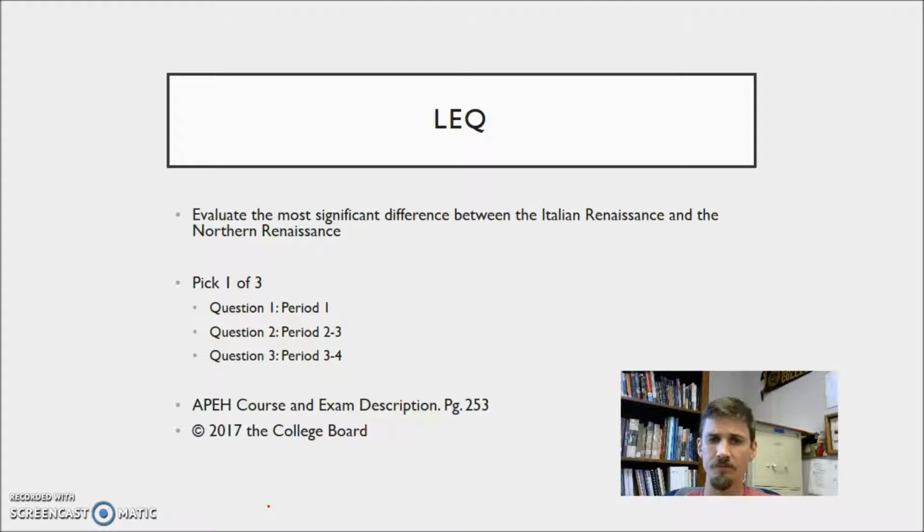So you're comparing there. One of the things that you get with the long essay question this time is that you only have to pick one. They're going to give you 3 options, and I listed them here for you. They've actually told us that question 1 is going to deal specifically with period 1. Question 2 will deal with periods 2 through 3, so whatever the question is, it's going to span both periods. And question 3 is going to span periods 3 and 4. So this particular question we're looking at is the period 1 question.